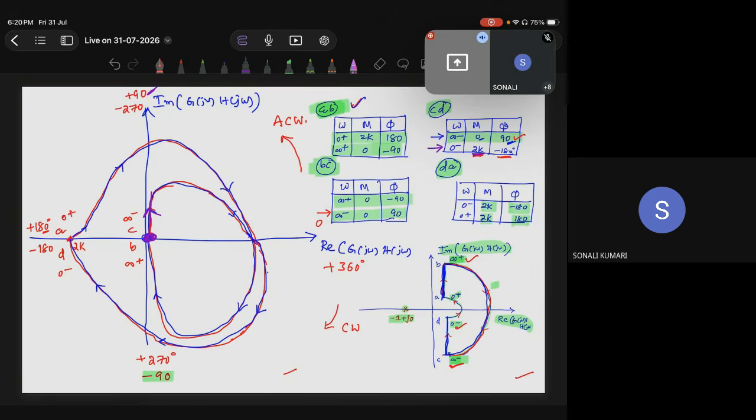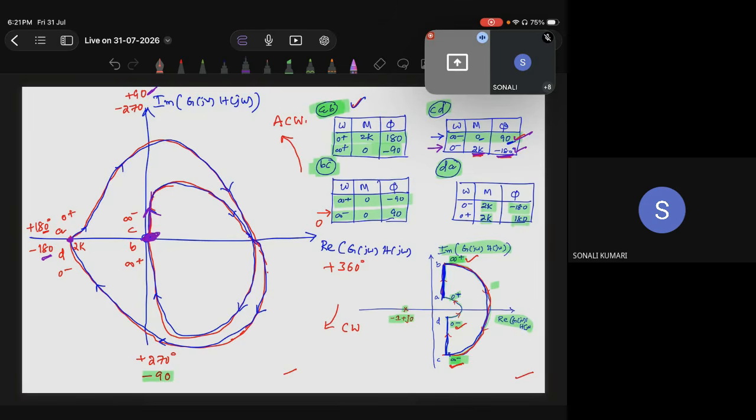2K with minus 180. Correct? So now this is the starting point, and this is the ending point. You have to end at 2K minus 180. This is 2K, this is minus 180. So you have to end up at this point.